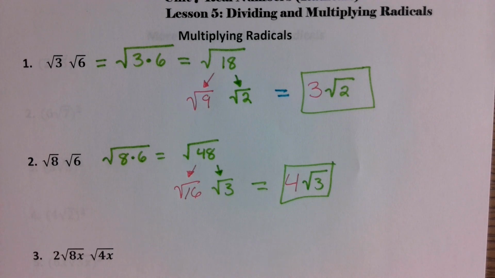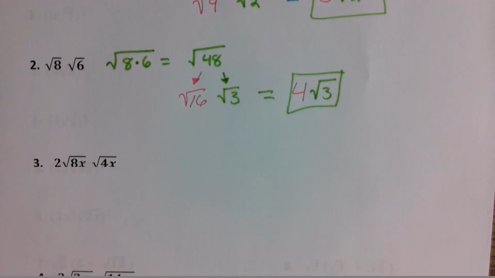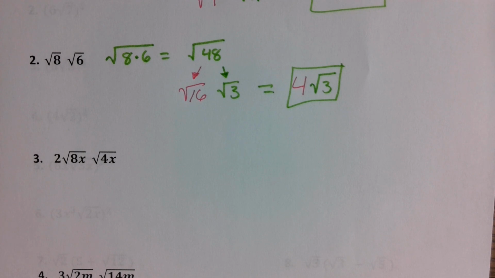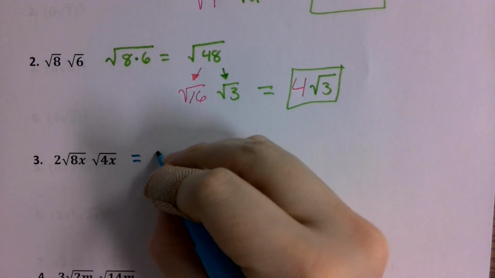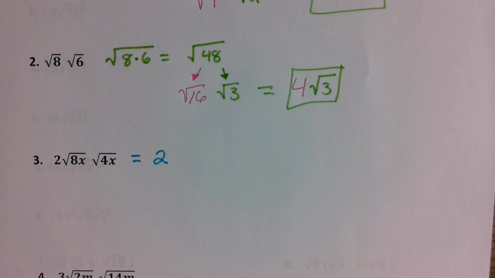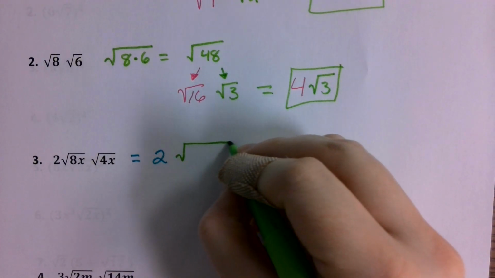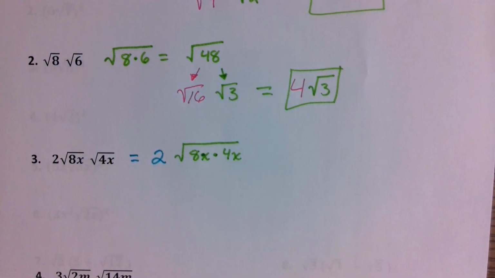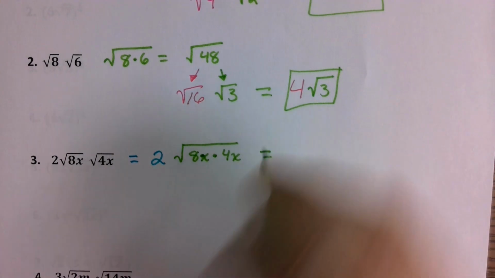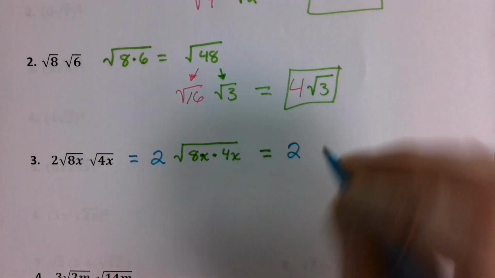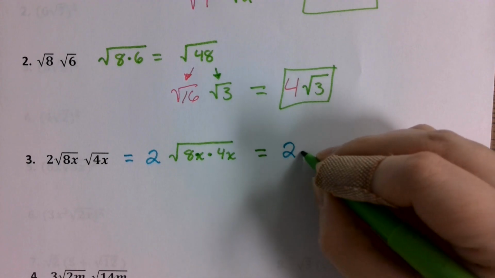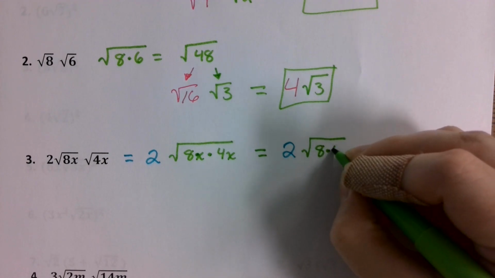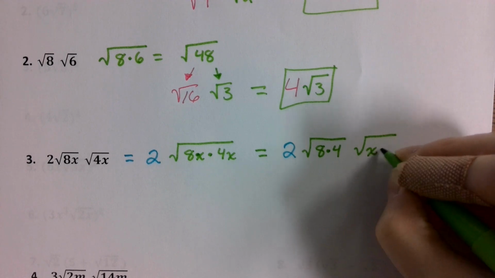Okay, no different with variables. It's a similar concept here. Okay, we've got that 2 that's on the outside. That 2 is going to remain unaffected. All we're going to focus on multiplying here is our radicals. So square root of 8x times 4x. And another way to look at that, guys, is that you're just multiplying your numbers with your numbers and your variables with your variables. So you're doing 8 times 4, and you're doing x times x.